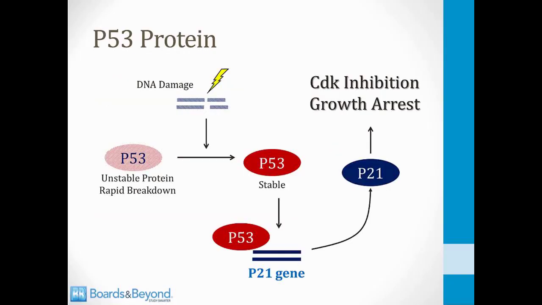So once again, I'll use a picture to make this very clear. When there is DNA damage, the p53 protein, which is normally unstable and rapidly breaks down, becomes stabilized.